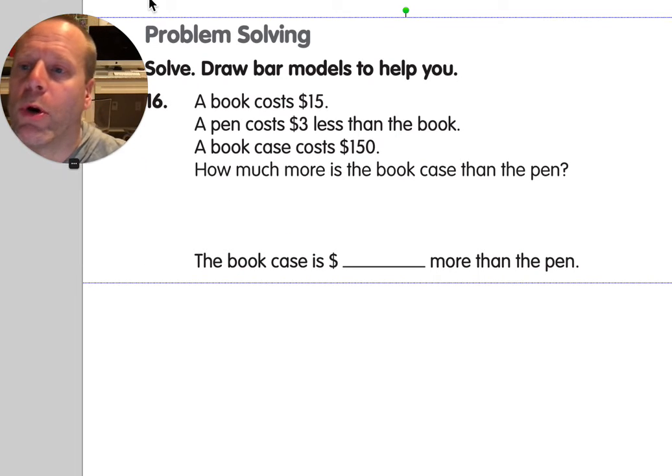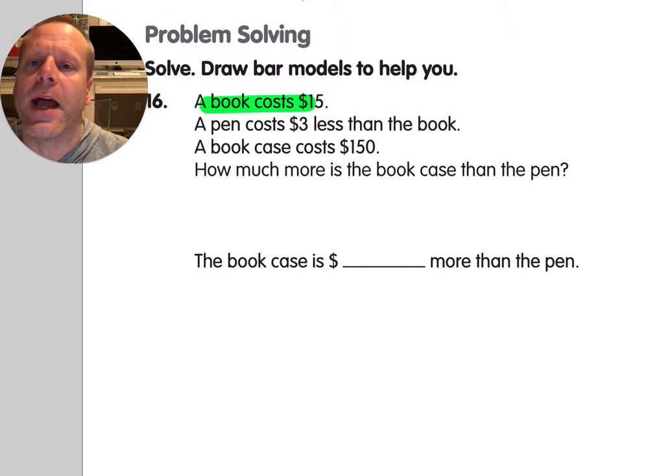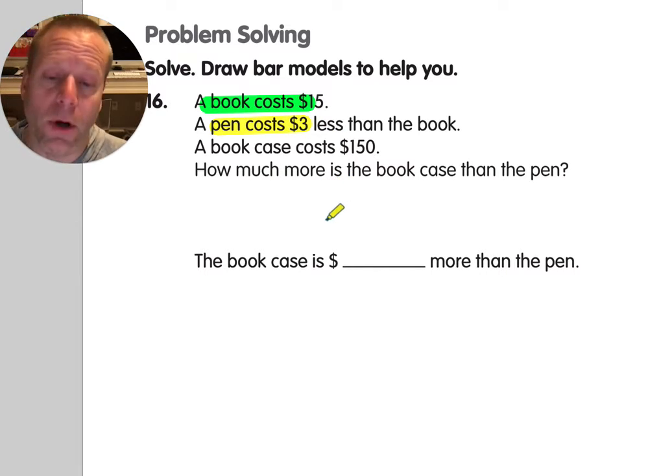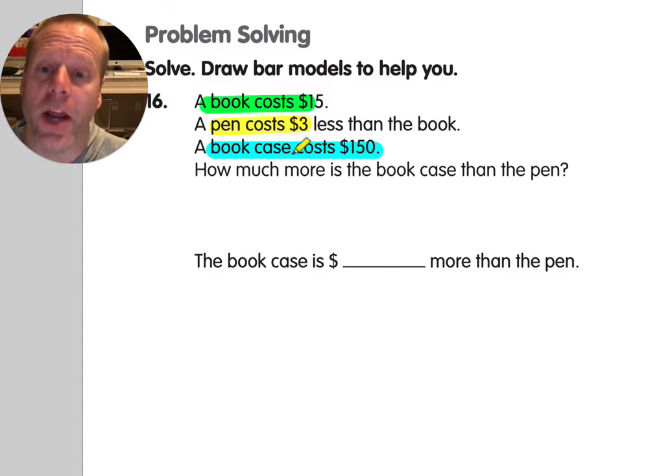Here's one of those real world problems I enjoy. A book costs $15. Here's a pen now that costs $3 less than the book. Okay? That's the first part. Then they're going to bring in a third item called a bookcase, and it costs a ton, and we have to figure out the difference in there too. So let's take this in steps.